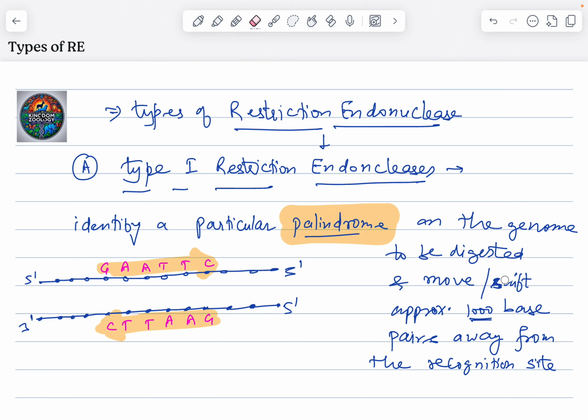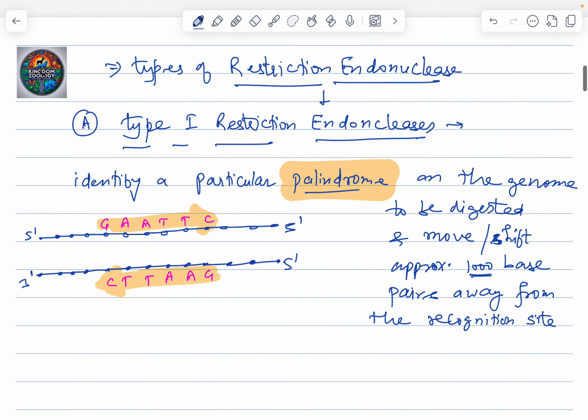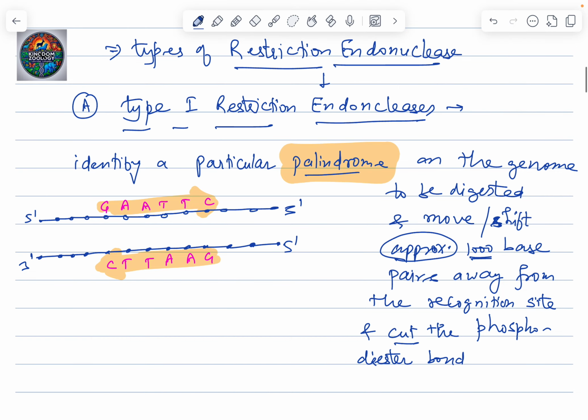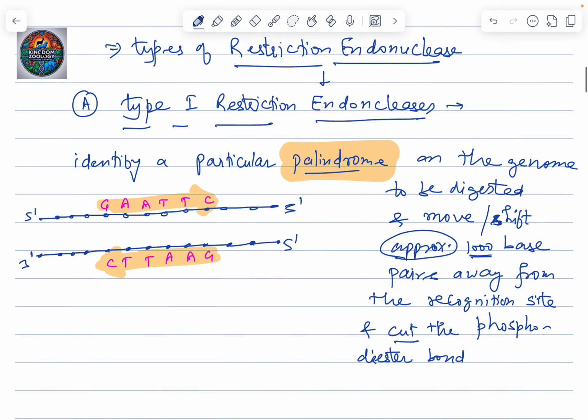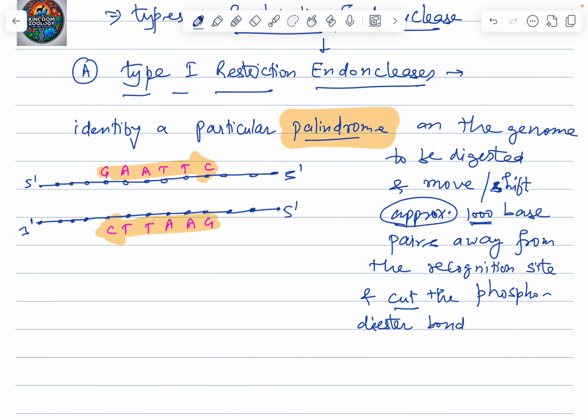This is basically to cut the phosphodiester bond. So we can notice that the recognition site is a palindrome, but where exactly would they cut? Is that site also fixed in them? No. They can shift to the left or right of the recognition site and introduce random cuts at any place on the phosphodiester bonds very far away from the recognition site. This type of enzyme is called type 1 restriction endonucleases.